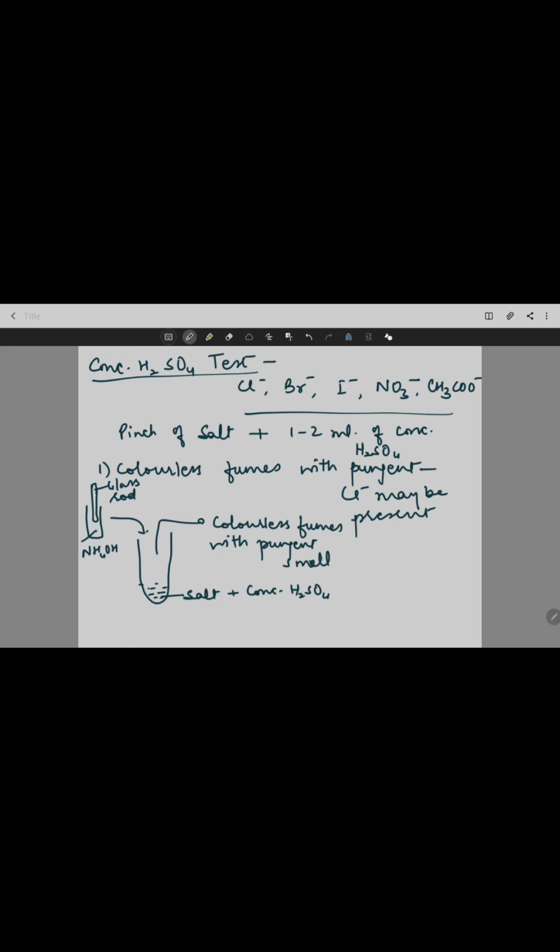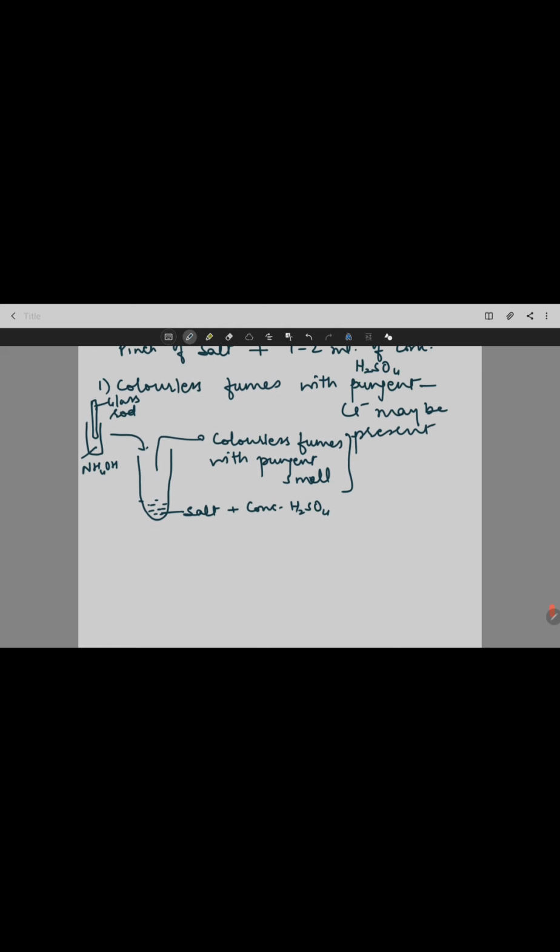So what are we doing? The rod dipped in ammonium hydroxide, when brought near the mouth of the test tube where the colorless fumes are coming from, gives intense white fumes. So why are these intense white fumes there? Because this colorless gas with pungent smell is HCl. Now this HCl gas, when it comes in contact with the fumes of ammonia, causes white fumes because of the formation of ammonium chloride.